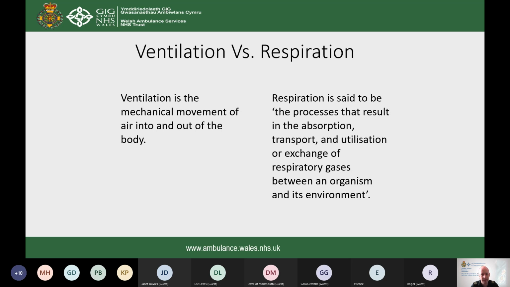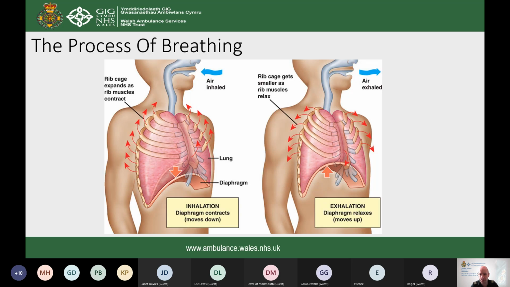So ventilation is the mechanical movement of air in and out of the body. And then respiration, as you guys said, is the process that results in absorption, transportation, utilization, or the exchanging of respiratory gases between organism and environment. So it's the gas exchange. Awesome. So what is the process of ventilation then? What's the process of breathing?